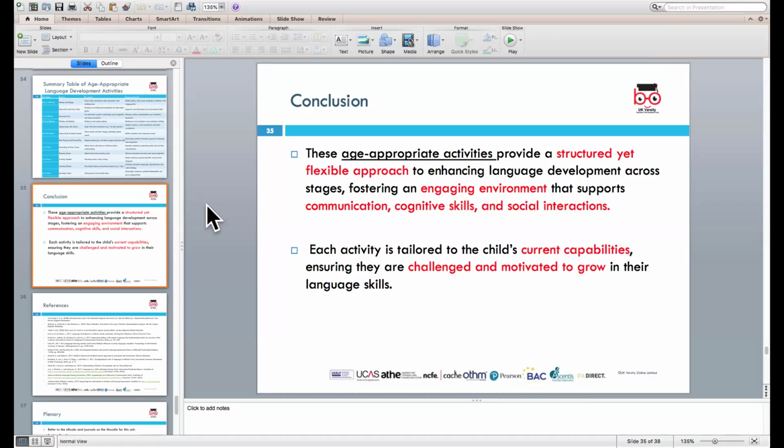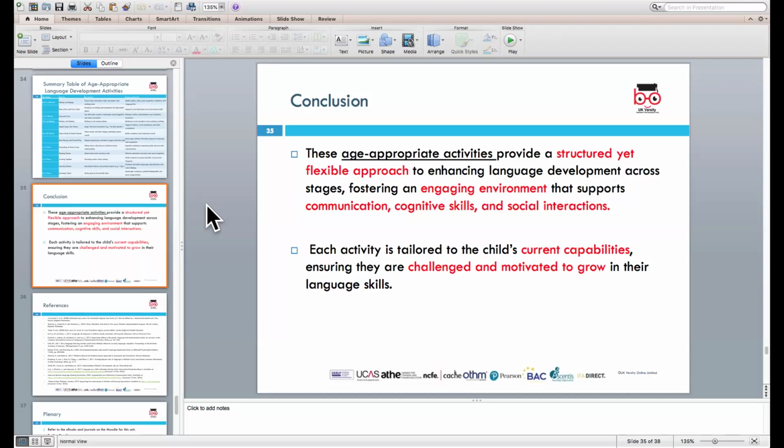Like they've mentioned, each activity is tailored to the child's current capabilities. You need to see how capable the child is. At the same time, you need to challenge them to help improve on themselves. Because if you just keep them on the same level, they will never grow. But you cannot also give them an activity which is far beyond their level. So you need to provide an appropriate amount of activity that can challenge and motivate them to grow in their language skills. Make sense? Yeah, of course it does.